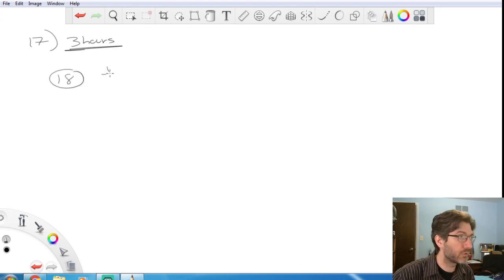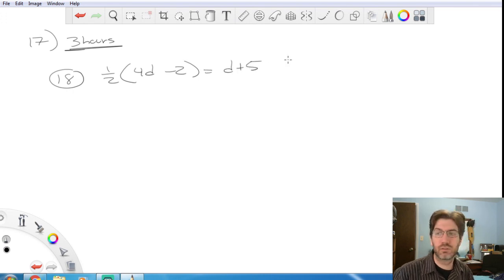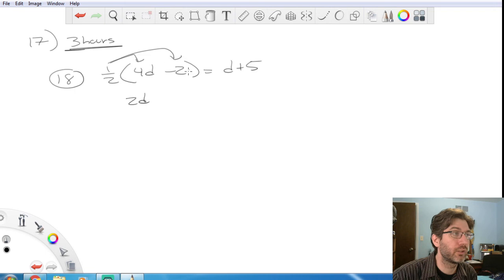Eighteen has distribution as well. Just watch with the fraction. Again, you're going to distribute the 1/2. Multiplying by 1/2 is the same thing as dividing by 2, so keep that in mind. So here we distribute the 1/2 to both. 1/2 of 4 is 2, and then d, and then half of 2 is 1, and then d plus 5.